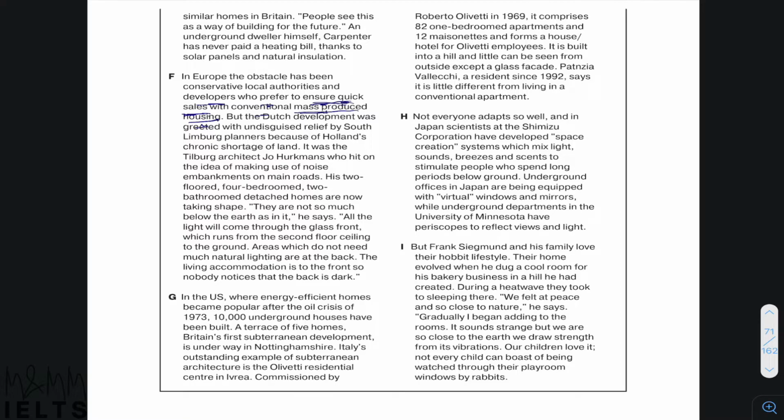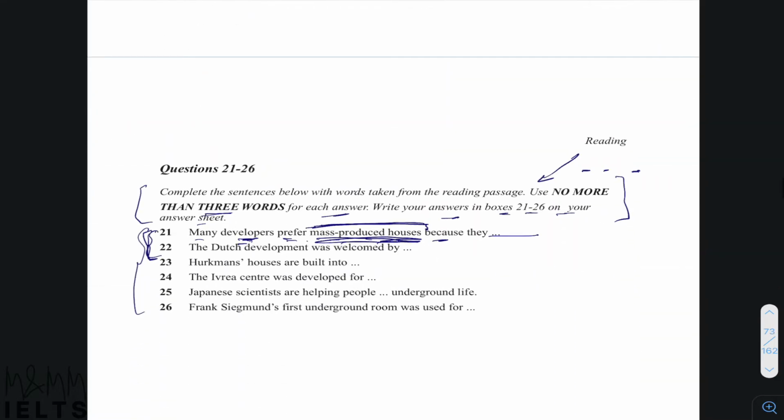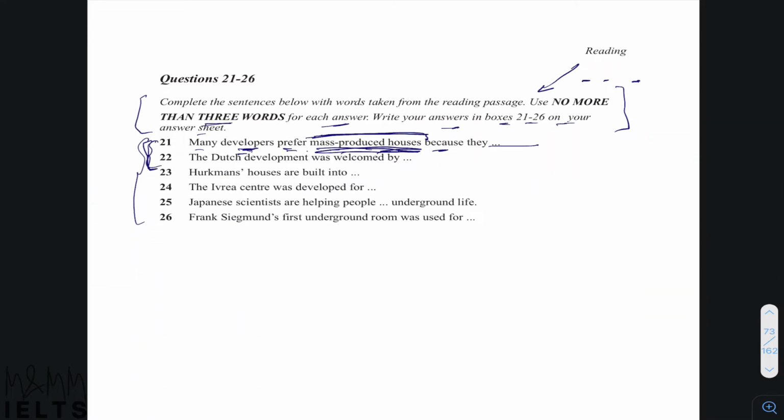Is this satisfying my condition of no more than 3 words? Yes, it is. Ensure quick sales. Now, once I go back to my sentence, I need to see how I fit these words by making sure it's still grammatically correct. Now, if I look at the answer over here, my answer was ensure quick sales because they ensure quick sales. Now what I'll do is I'll read out the sentence and see, does that make any sense? Is it grammatically correct or not?